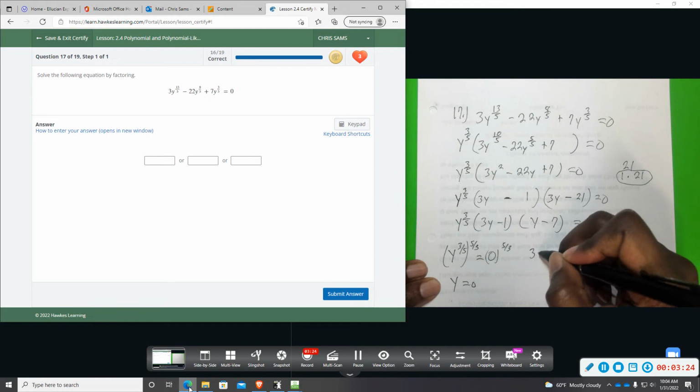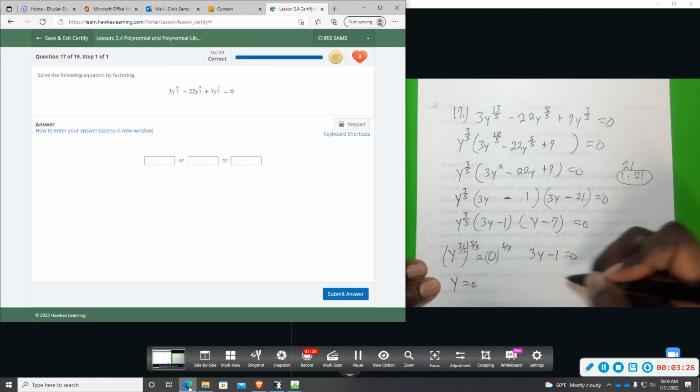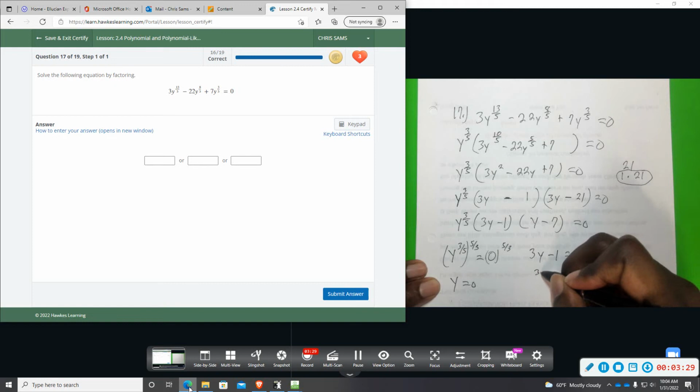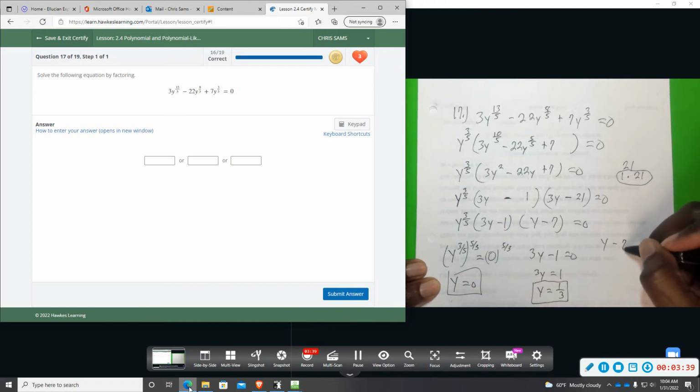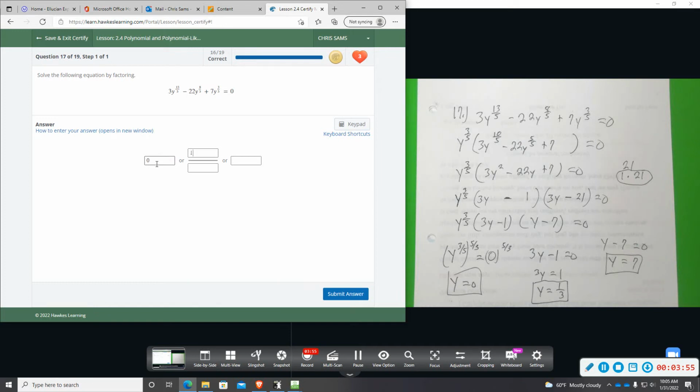But either way you're going to get y equals 0. And then we have 3y minus 1 equals 0. We're going to add 1. So 3y equals 1, divide by 3, y equals 1/3. And then the last one, y minus 7, you add 7 to both sides and you get y equals positive 7.